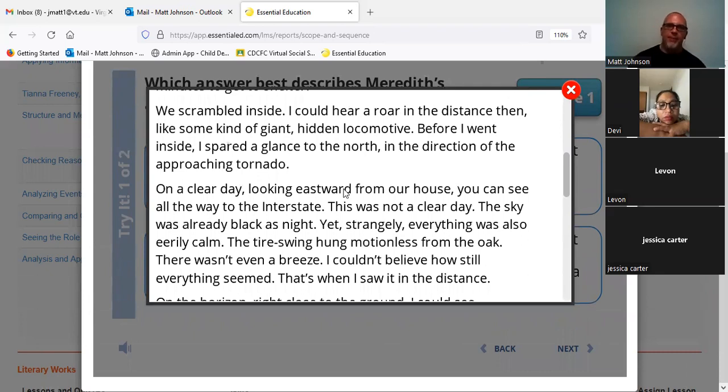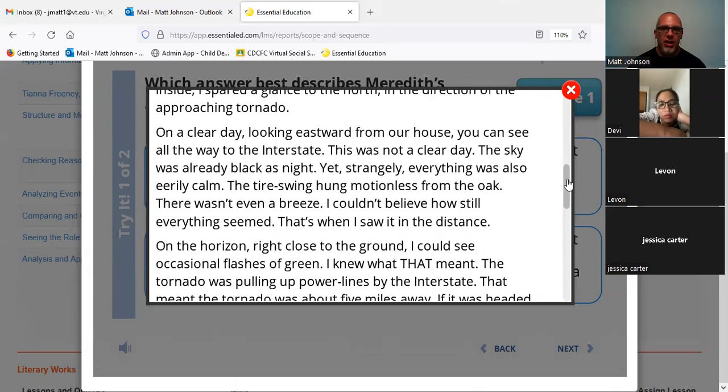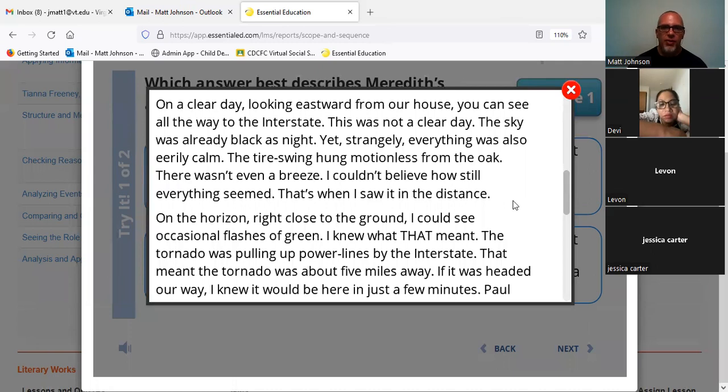We scrambled inside. I could hear a roar in the distance then, like some kind of giant hidden locomotive. Before I went inside, I spared a glance to the north in the direction of the approaching tornado. On a clear day, looking eastward from our house, you can see all the way to the interstate. This was not a clear day. The sky was already black as night. Yet, strangely, everything was also eerily calm. The tire swing hung motionless from the oak. There wasn't even a breeze. I couldn't believe how still everything seemed.